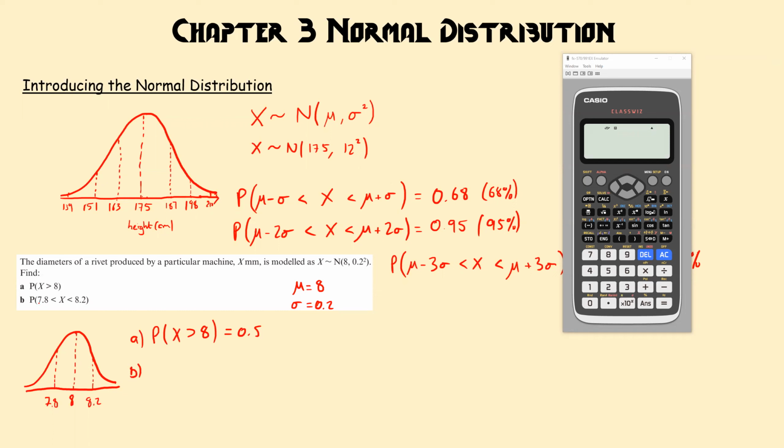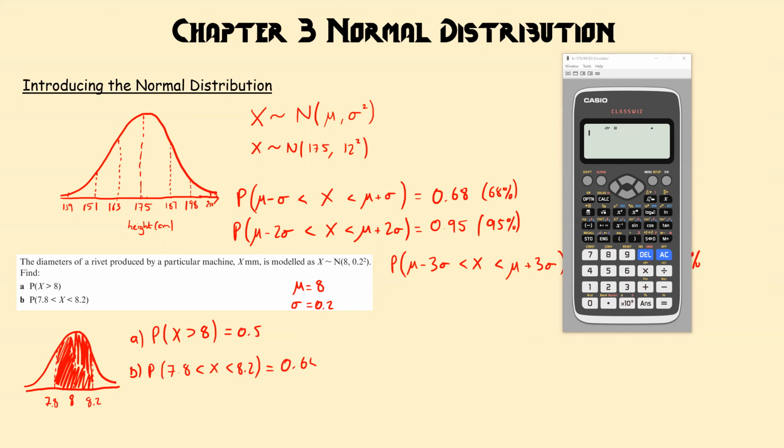Part B, the probability that it's between 7.8 and 8.2. So that's this bit that I'm now shading. And again, hopefully you remember that that's now within 1 standard deviation. So if we look up here, we've got 0.68. So this bit's just getting us used to these special values. So just be on the lookout for these. You can use your calculator to double check these though.